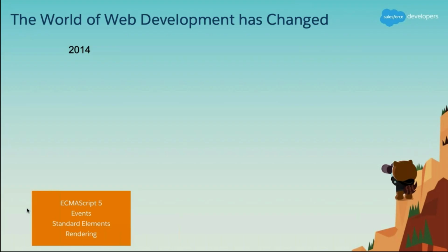In order to understand why we have come up with Lightning Web Components and how the web world has changed, it is helpful to look back at 2014. I hope everyone is able to see the screen. Back then, the web standards were very small. Your browser was capable of understanding and executing very little in terms of standard elements or standard events like on-click. That is what your browser was capable of doing.